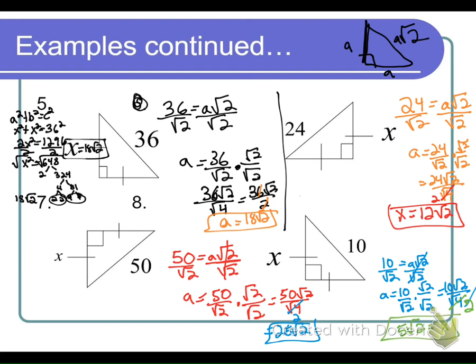So if you look at these, you notice something. If you have a whole number, your side lengths are just half of the whole number with the square root of 2 with it. So keep that in mind.